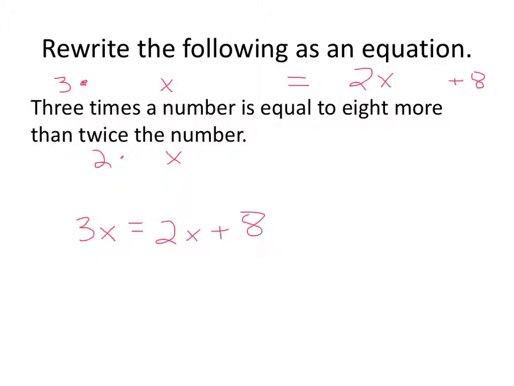Okay, let's go ahead and solve this equation. We're going to subtract 2x from both sides, and we get x equals 8, and that's our solution.